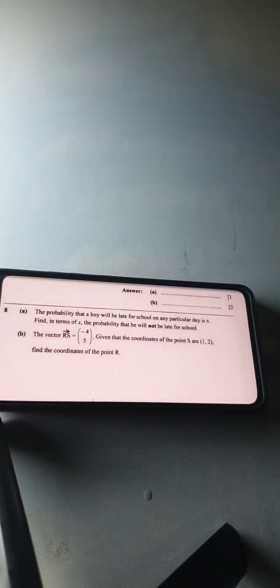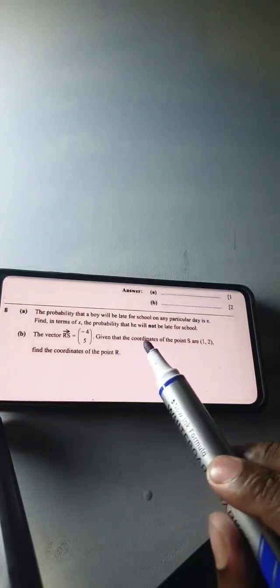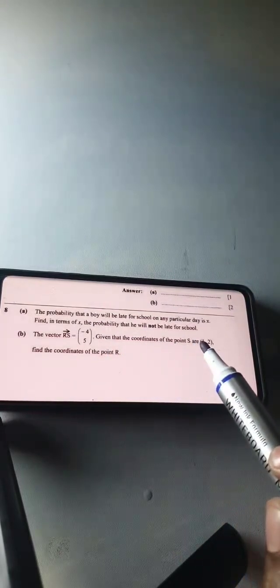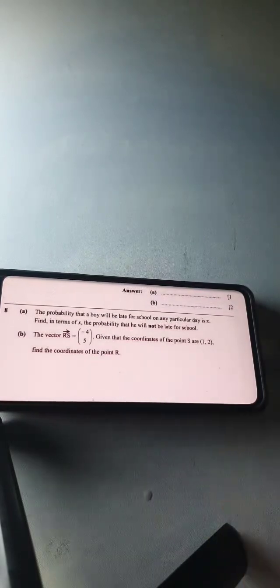Question number 8B. The vector RS is given, and given that the coordinates of the point S are given, find the coordinates of point R.